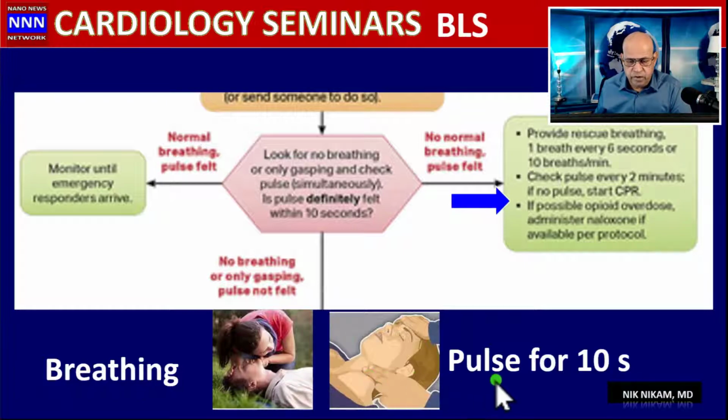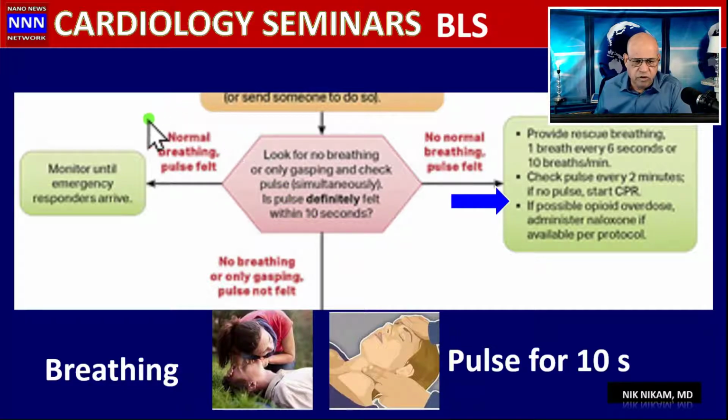If you don't feel the pulse, we got a problem. So we need to make sure that we monitor the pulse. That should take 10 seconds. We attach the AED pads to the victim, monitor the rhythm, and based on the rhythm, we are going to determine what needs to be done.